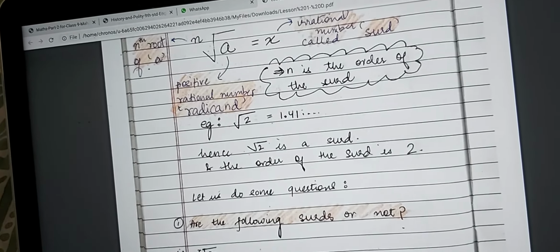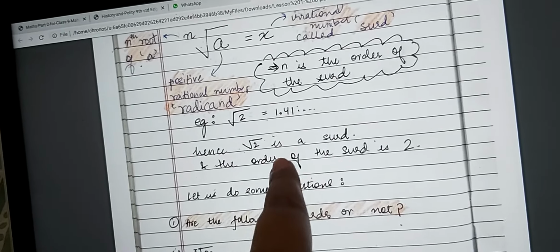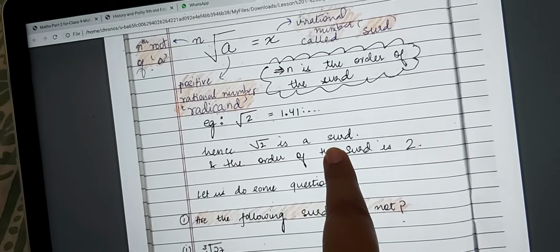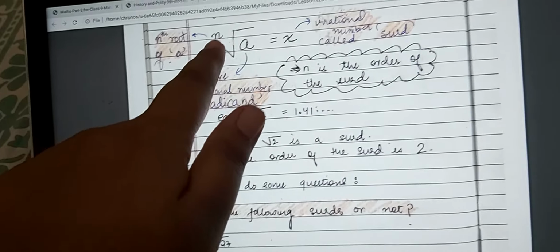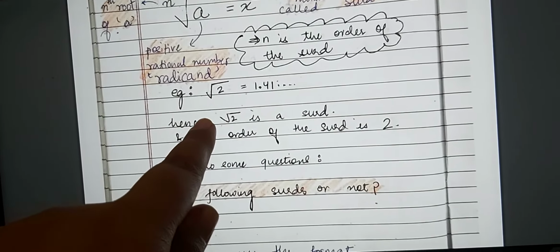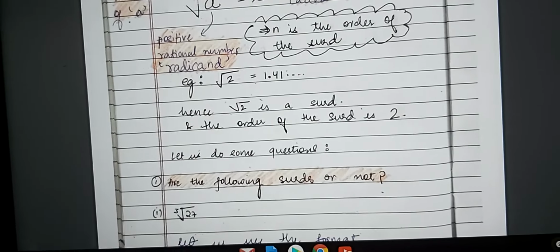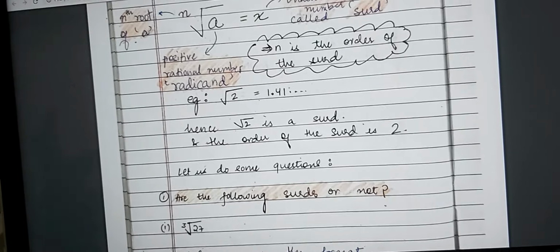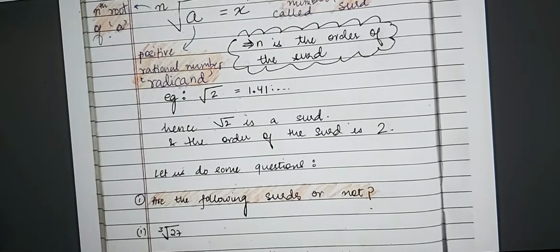Okay, now what do you call, root 2 is a surd and the order of the surd is 2. Now what is order of the surd? n is the order of the surd. यहाँ पे जो n है, which means जो यहाँ पे है square, that is going to be, it's called the order of the surd. अगर यहाँ पे 3 written होता है, okay, then the order of the surd would have been 3. Over here the order of the surd is 2.